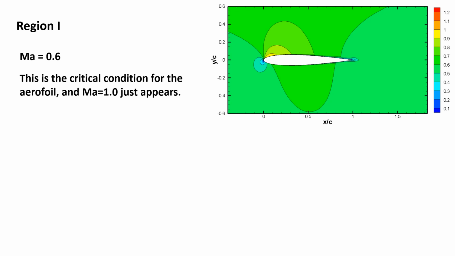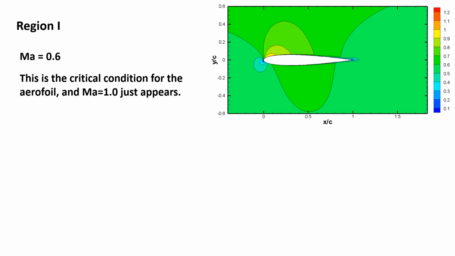Okay, let's first see region 1. In region 1, the Mach number is from 0.3 to 0.6. And I'm giving the Mach number contour here for when the free stream Mach number is 0.6. The reason I put this out is that this Mach number is actually the critical Mach number, because if we zoom in, we can find there's only a tiny region over the aerofoil surface that has Mach number 1.0. So we can define this as the critical Mach number.